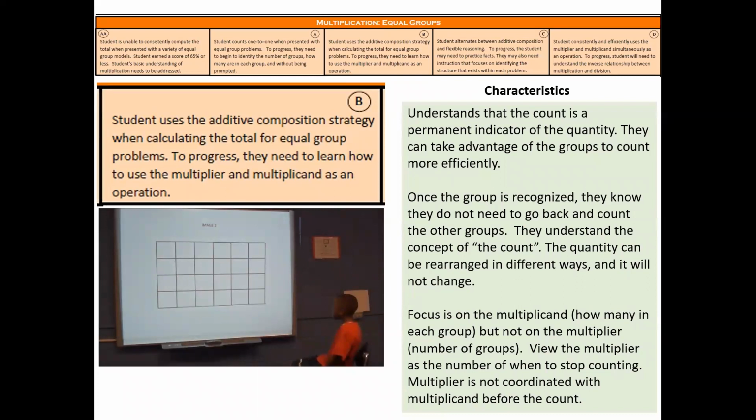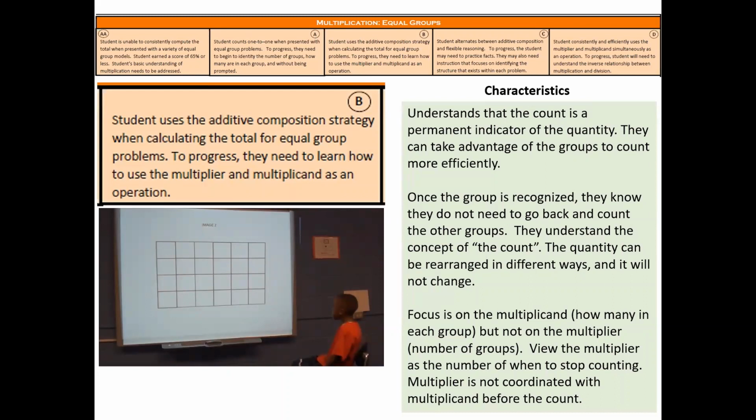So once they figure out how many are in one group, they just keep going all the way through, and they trust the count. They know that there's going to be 4 and 4 and 4 and 4 and so on. Once the group is recognized, they do not need to go back and count the other groups, right? They understand the concept of the count. The quantity can be arranged in different ways, and it will not change.